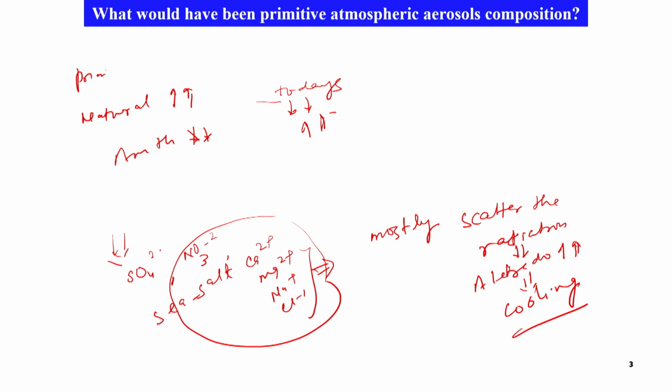Today, what is happening? We have a dominance of black carbon particles. You have CO2 that is increasing, GHGs, then you have CH4. You have tropospheric ozone that is also increasing. All these are contributing to the increase in the temperature.